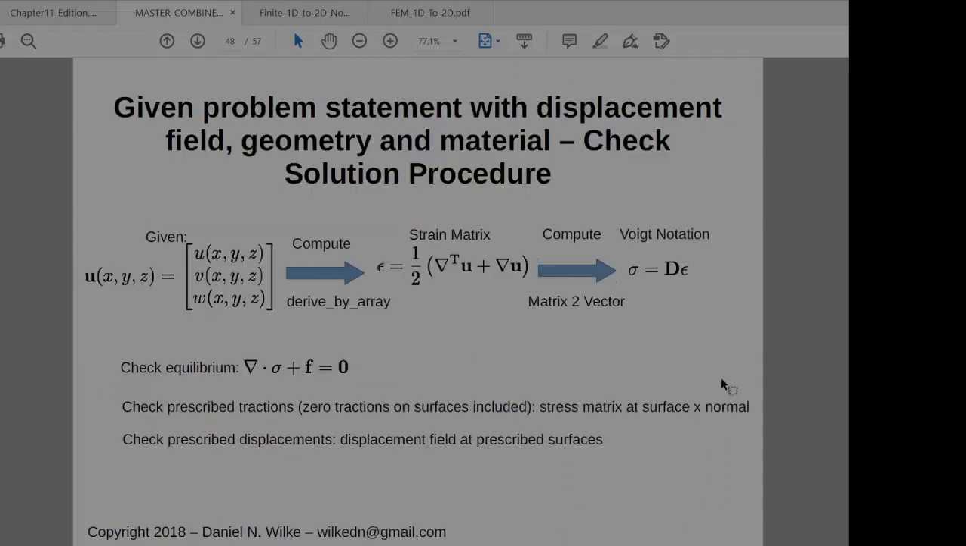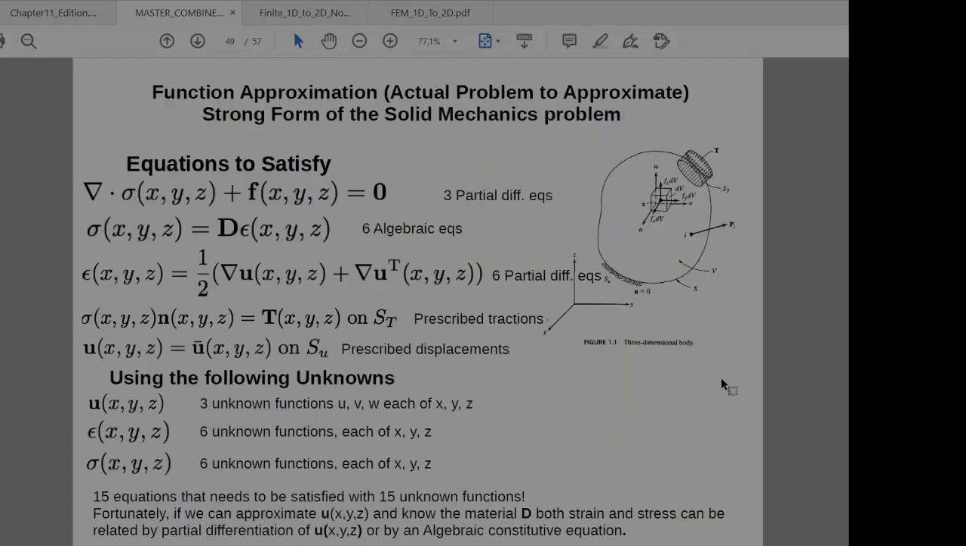Then we ended up understanding what equilibrium was all about, getting the picture of how to put the problem together. Then we ended up with a strong form, the solid mechanics boundary value problem, 6 unknowns in terms of stresses, 6 unknowns in terms of strains, and 3 unknown functions in terms of displacement. So in total 15 unknown functions that we have to figure out, and that all comes back to having 3 equilibrium equations, 6 algebraic equations relating stress to strain, 6 partial differential equations relating strain to displacements, and this all also added up to 15. And then we have our boundary conditions. That was essentially how we got towards the strong form.